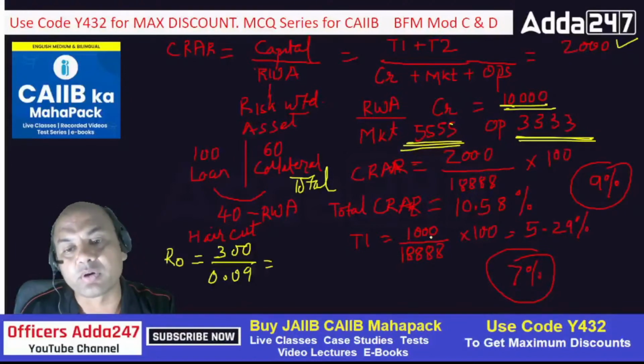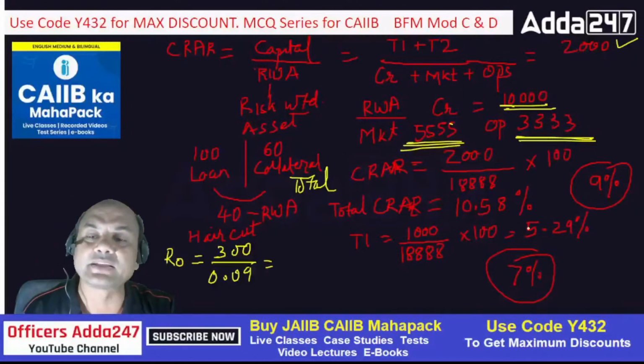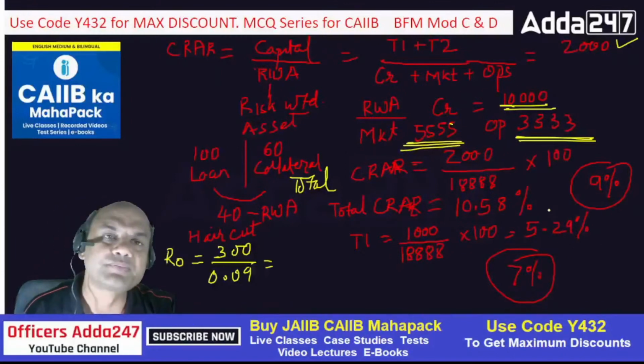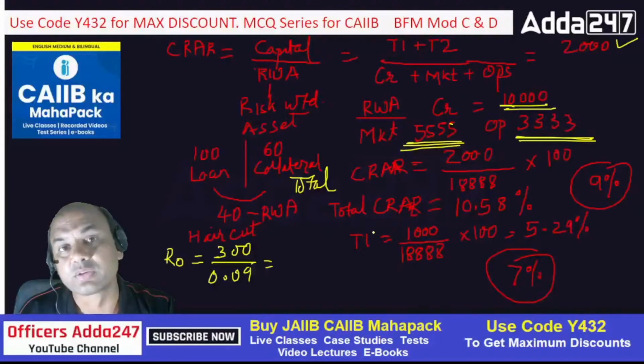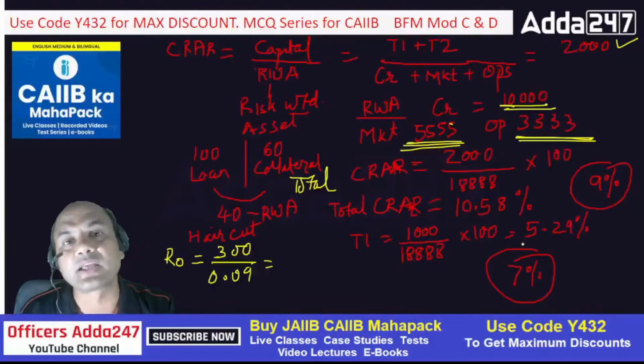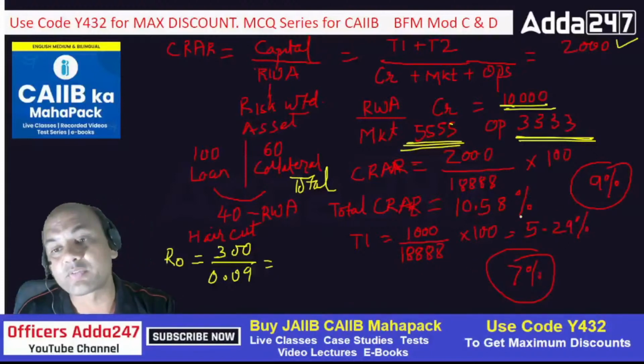So 1000 upon 18888 into 100. Everyone try this. It should be half of this because this was 2000, and this is 1000. So it is half of this. You will get 5.29. So is this okay? No, this is bad. Why? Because what is the minimum ratio of CRAR for T1? It is 7%. So here I am getting 5.29.